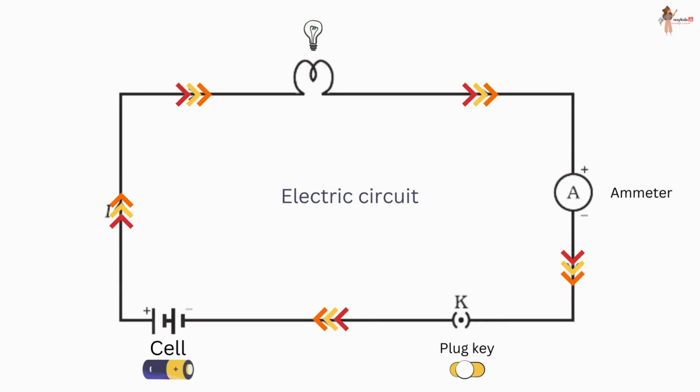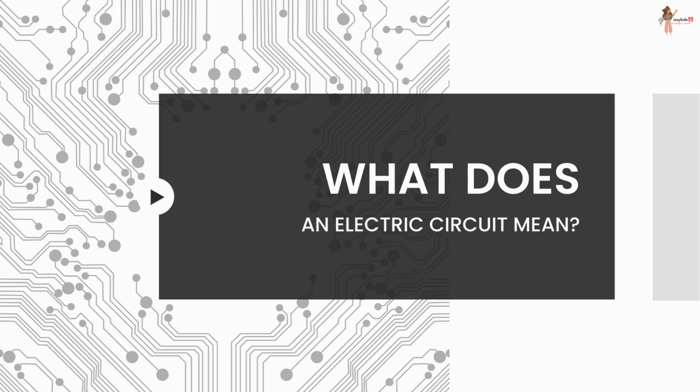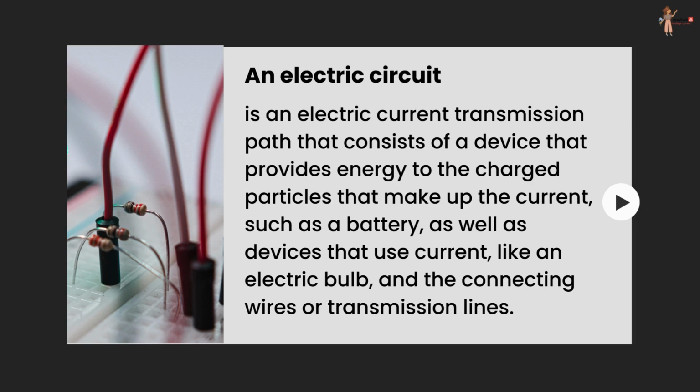So now, if I ask you, what does an electric circuit mean? The answer would be, it is an electric current transmission path that consists of a device that provides energy to the charged particles that make up the current, such as a battery, as well as the devices that use the current, like an electric bulb and the connecting wires or transmission lines.